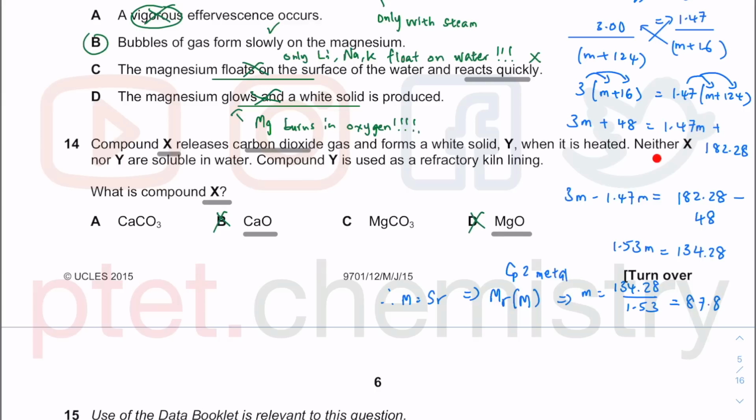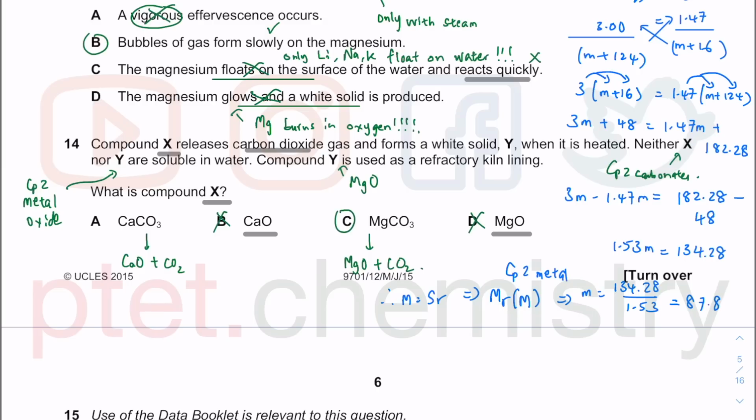But neither X nor Y are soluble in water. So we know that when this decomposes, it's going to give you calcium oxide and CO2, and then this will give you MgO and CO2. So neither the carbonate nor the oxides are soluble. So that's what they're saying. This is the metal oxide, the group 2 metal oxide, whereas X is the group 2 metal carbonate. Compound Y is used as a refractory kiln lining. So this is a use of MgO. So compound X really has got to be your MgCO3 there.